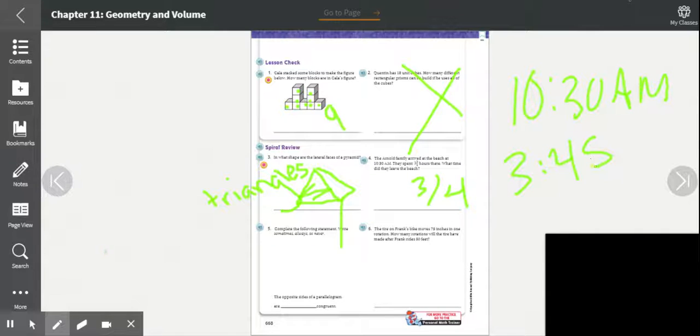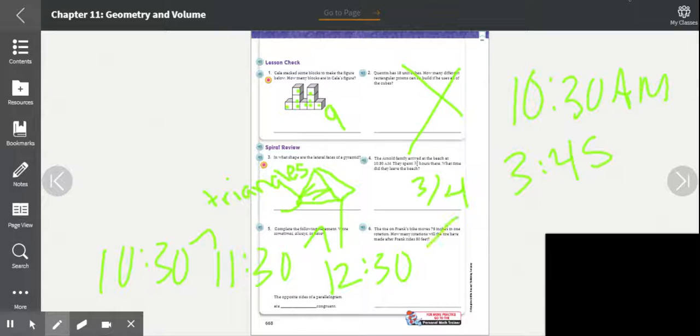So here's what we're going to do. 10:30 to 11:30 would be 1 hour. To 12:30 would be 2 hours. To 1:30 would be 3 hours. And then we're going to add 45 minutes. If I add a half hour, that will be 2. And if I add another 15 minutes, that would be 2:15. So they're going to leave the beach at 2:15.